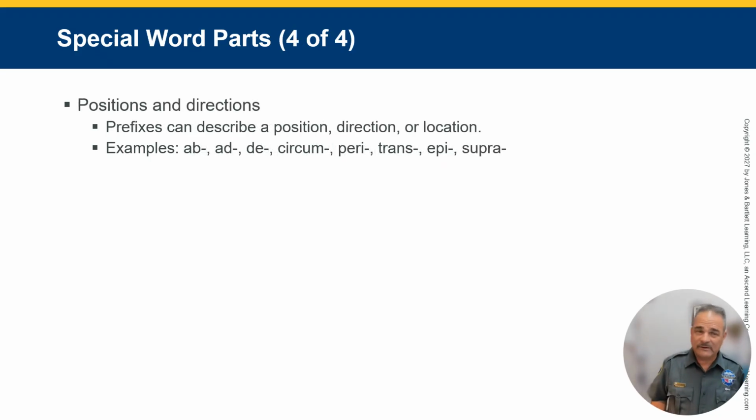Positions and directions, very, very important. Lots of positions and directions. Ab, ad, circum, peri, trans, epi, and supra. We're going to give you some examples here of that. Abduction, adduction, circumferential, perimeter, periorbital, epidural, supra. These are all common prefixes that we can use as a word part to describe something.